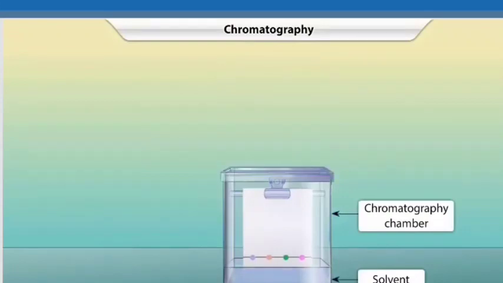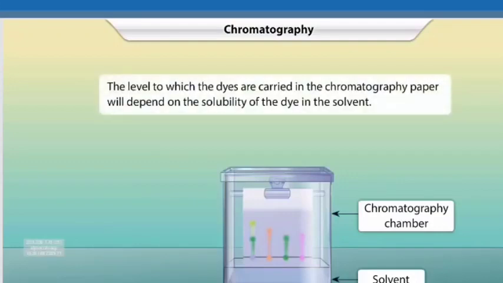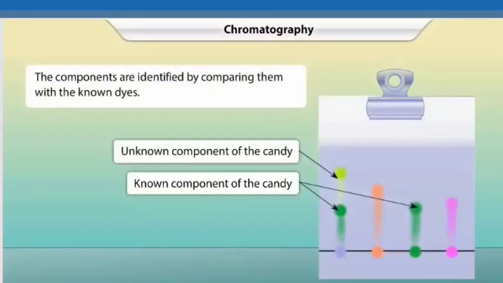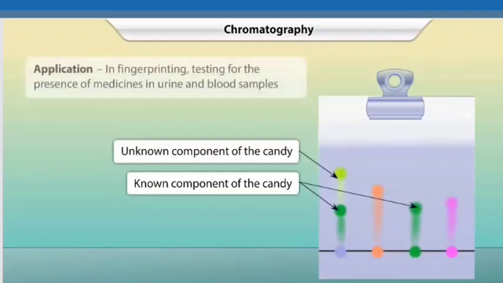Now, dip the chromatography paper into a solvent. The solvent will carry the dyes present in the candy solution as well as the known dyes upwards in the chromatography paper. The level to which the dyes are carried in the chromatography paper will depend on the solubility of the dye in the solvent. The components of the mixture can then be identified by comparing them with the known dyes. Chromatography is used in fingerprinting and testing for the presence of medicines in urine and blood samples.